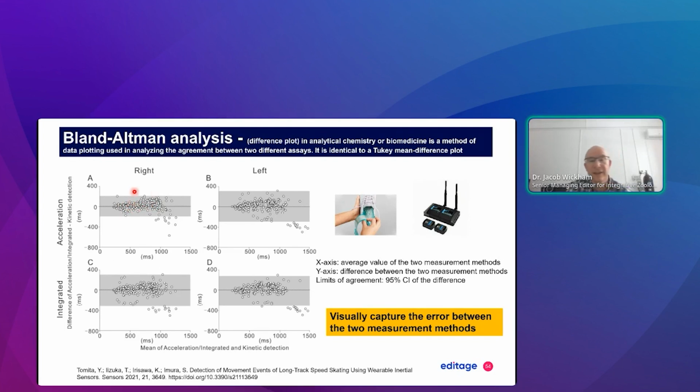One's on the right foot, one's on the left foot, and the difference is essentially zero. Most of the data clusters around zero, so there's actually no difference. There's very minimal difference between using two different measurement methods. So that's one way to visually capture the error between two measurement methods. So this is commonly done in biomedicine or analytical chemistry.